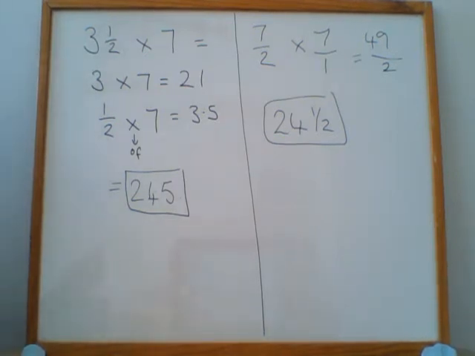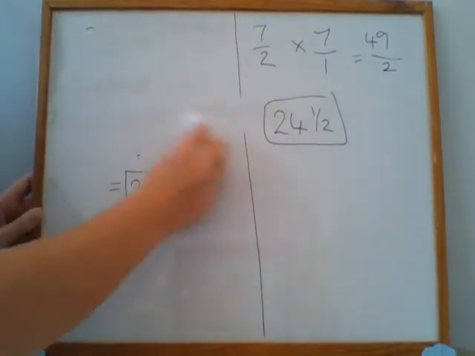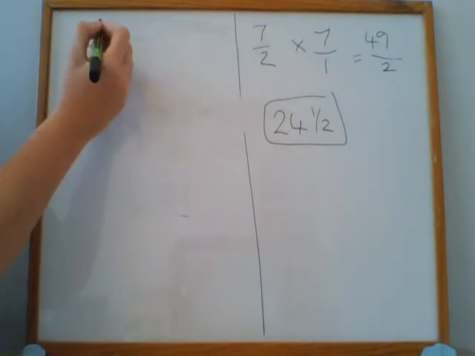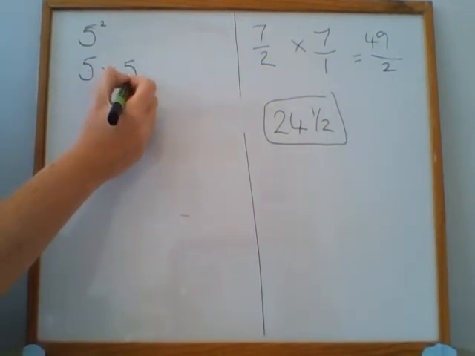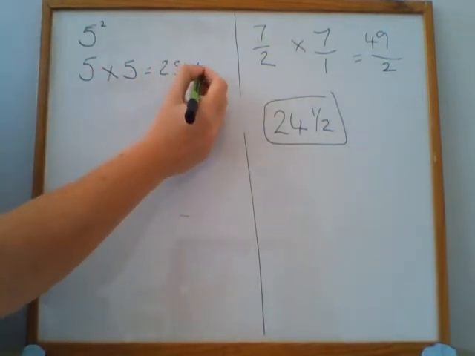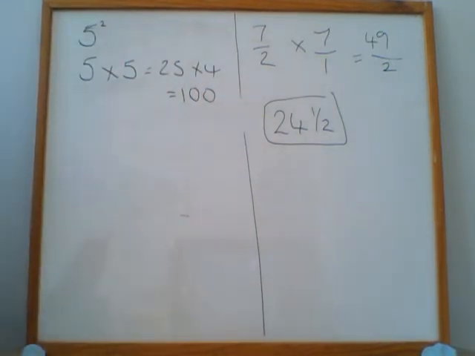Okay, number 4, let's just write this off so we have some space. Number 4 was 5 squared multiplied by 4. So you know that 5 with a little 2 up here, 5 squared is the same as 5 multiplied by 5, which is 25. Times it by 4, your answer is 100. So your answer to number 4 there was 100.